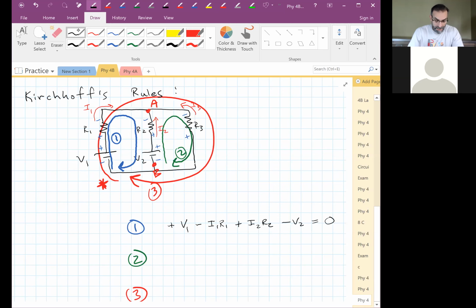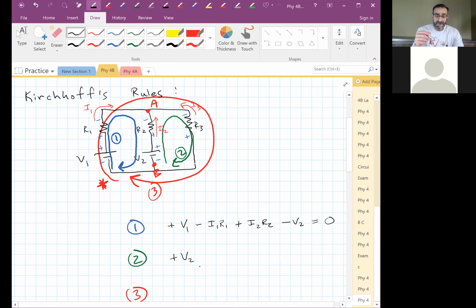So starting at point B, we're going to go up the middle branch. We're going to follow my green path around clockwise. We're going to go clockwise around the right half of the loop here, the circuit. So up through the battery 2, we're going in the low side, coming out the high side. We are rising by V2.